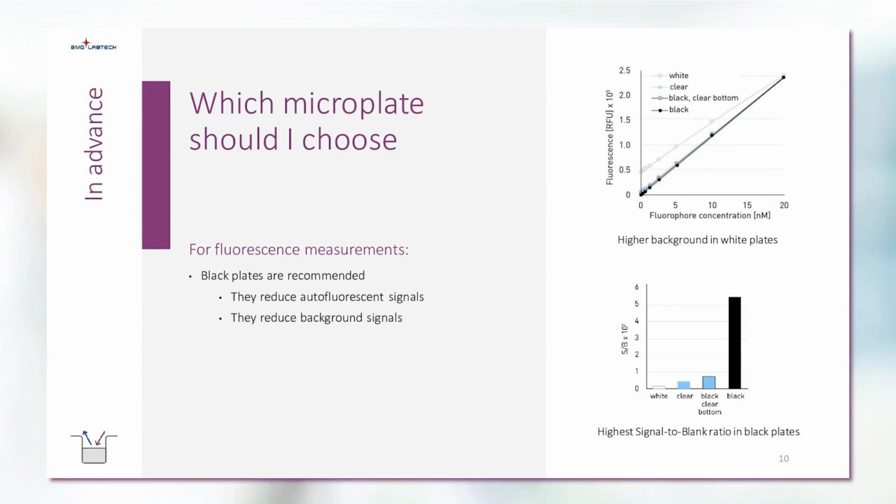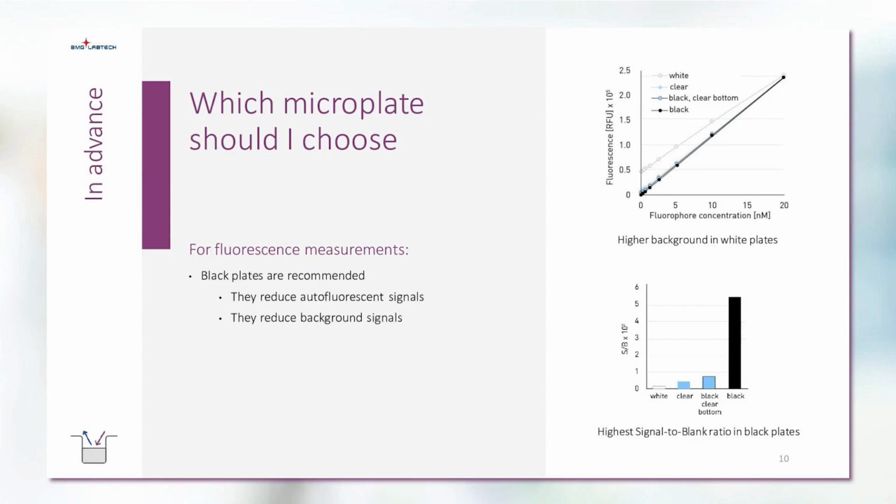A big hurdle in fluorescence measurements is, however, the unspecific excitation of background components. This background can dramatically reduce your assay window in the measurement. Black plates are recommended for fluorescence measurements as they partially absorb light and may quench the background signal.